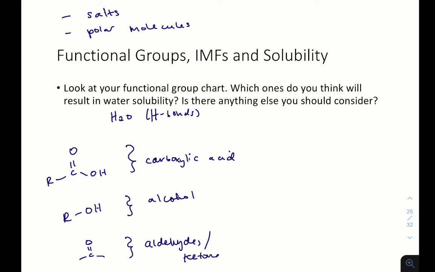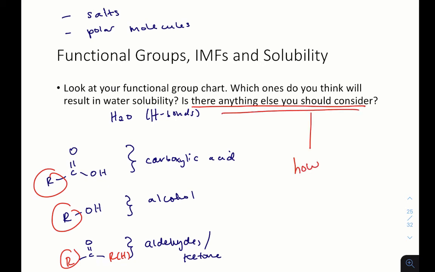And what about these other things you should consider? Well, you need to consider the R group. So if we have an aldehyde or a ketone, we need to consider these R groups. Organic molecules are complicated. There are lots of atoms. So you need to think about how large or how nonpolar the R group is, because it can counteract the polarity of the polar functional group: the carboxylic acid, the alcohol, the carbonyl of an aldehyde or ketone.